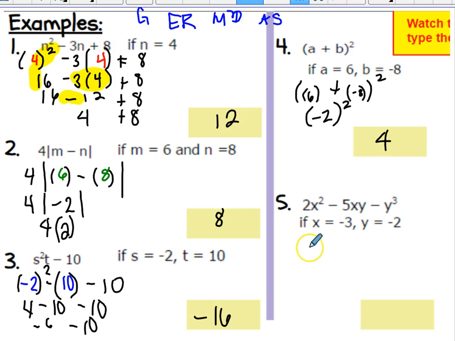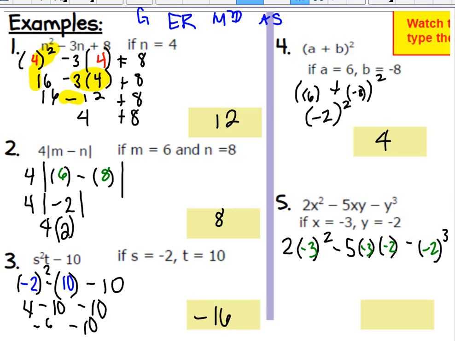Now for number 5, I've got 2 times whatever x is squared minus 5 times x times y decreased by y, or whatever y is, cubed. Now let's go ahead and substitute. Instead of x, we're supposed to substitute in a negative 3. Instead of that x, we're going to substitute in a negative 3. Instead of y, we're supposed to substitute in a negative 2. And instead of y, we're supposed to substitute in a negative 2.